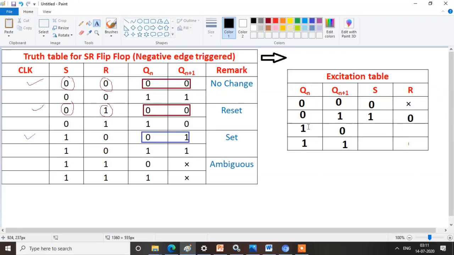Now consider the next row of the excitation table. What does this next row say? Present state of SR latch is 1. We want next state of SR latch as 0. So what should be the values of S and R? So again you have to refer to the truth table. You have to find those rows where present state of SR latch is 1 and next state is 0. So 1 0. Let's try to highlight those rows.